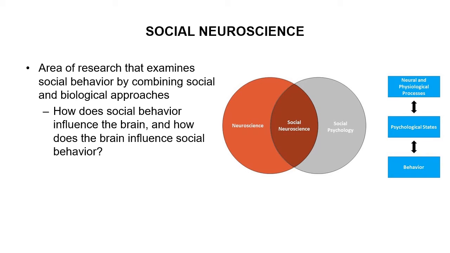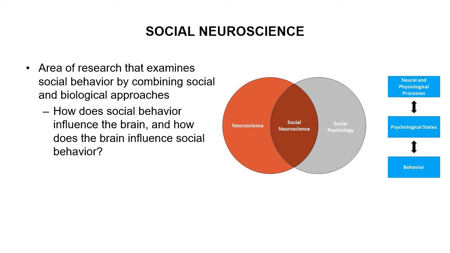I look at the biological side of human functioning and how that affects social interactions. So how does social behavior influence the brain, and how does the brain influence social behavior? I look at things like testosterone and other hormones and how they affect behavior. So social neuroscience, social neuroendocrinology, is basically looking at how these bodily processes, how the brain, how the different neurotransmitters affect how we act, think, and behave.